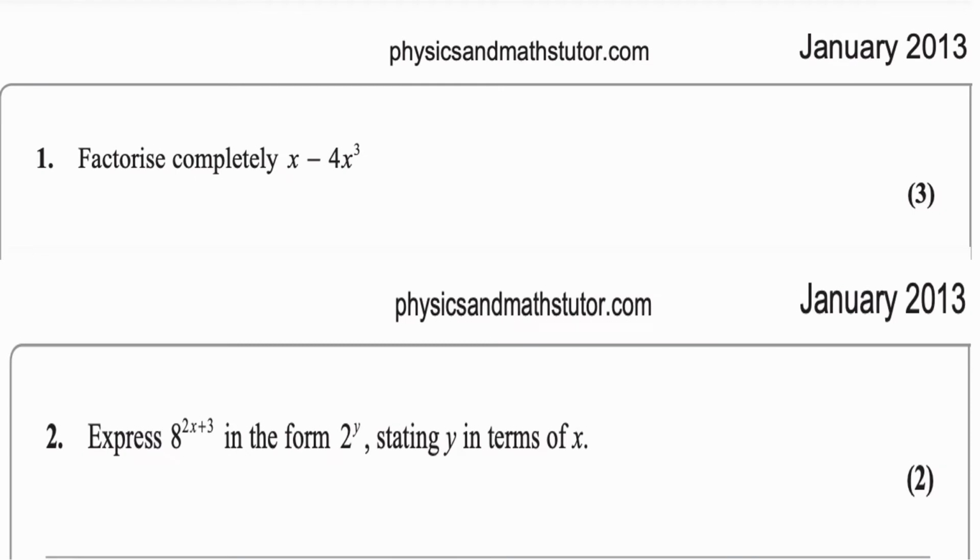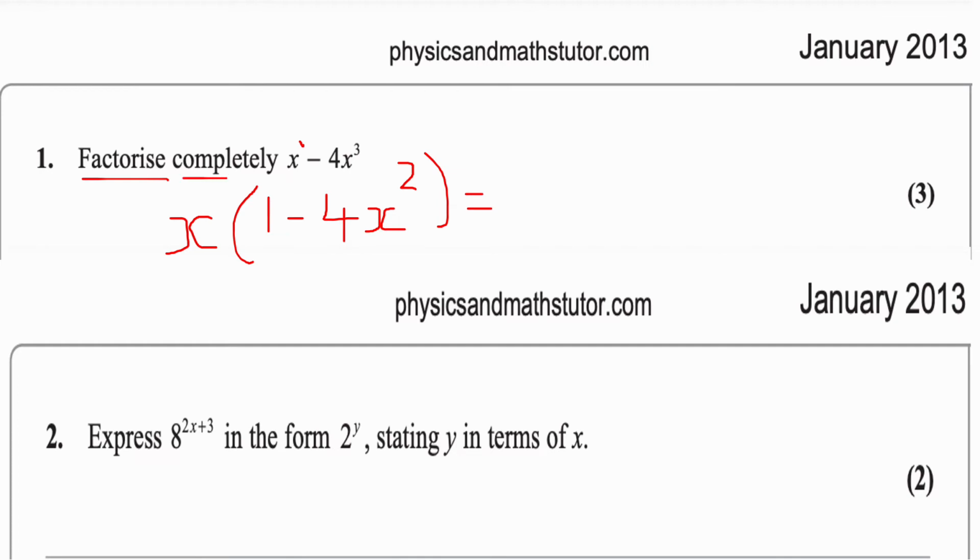Question number 1 on the January 2013 paper. Factorize completely x minus 4x cubed, while taking out the highest common factor. I've got x to the 1 here and x cubed, so I can take out an x. So x, and then I'm going to have 1 minus 4x squared. I can check my answer by expanding that bracket. x times 1 gives me just x, and x times minus 4x squared gives me minus 4x cubed.